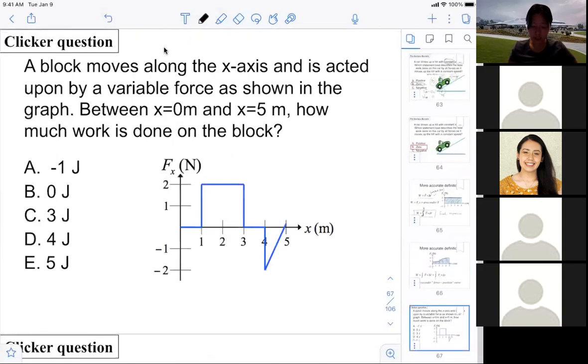All right, let's see if we can get this done together before we have to end here. So you have a force, and this force is changing. How does it change? For the first meter, the force is 0. Then from the first meter to the third meter, there is a constant 2 Newton force. From 3 meters to 4 meters, again, you don't have any force. And from 4 meters to 5 meters, you have a force that goes from -2 and decreases to 0. It's asking how much work is done on the block by this complicated force. So what do we do?